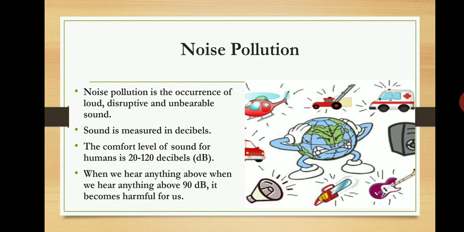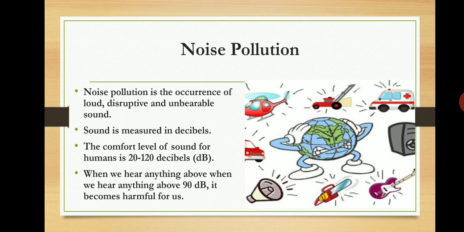How is sound measured? Sound is measured in decibels. Please repeat with me: sound is measured in decibels. Now there is a level of sound which we can tolerate. This comfort level of sound for us, that is humans, is between 20 to 120 decibels.